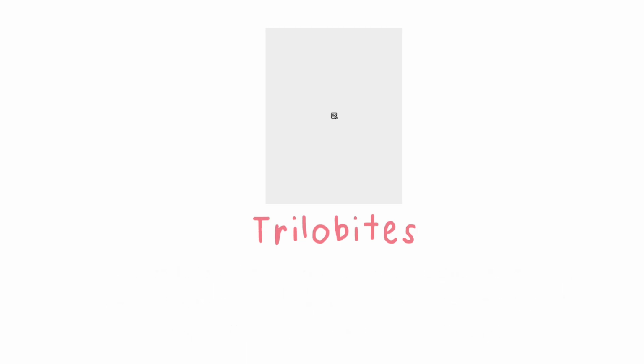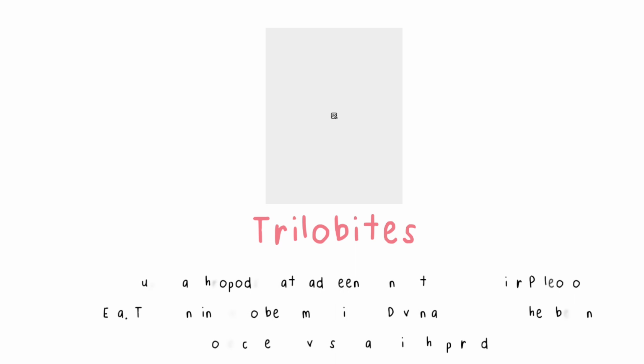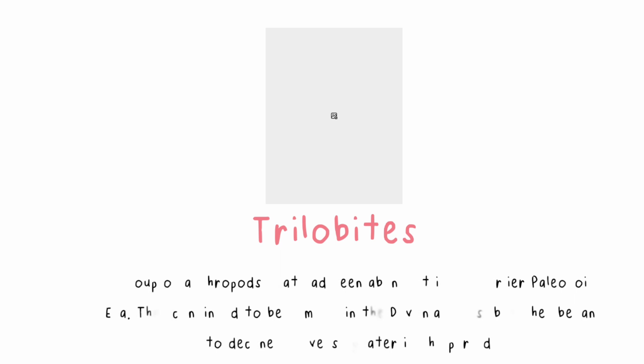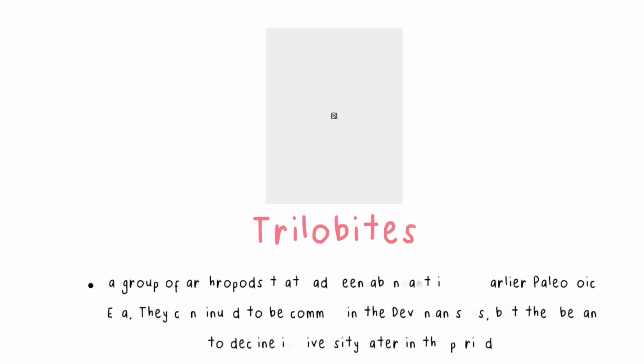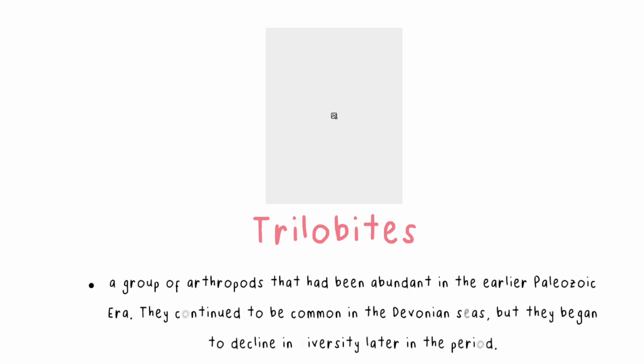The last one is trilobites. Trilobites were a group of arthropods that had been abundant in the earlier Paleozoic era. They continued to be common in the Devonian seas, but they began to decline in diversity later in the period.